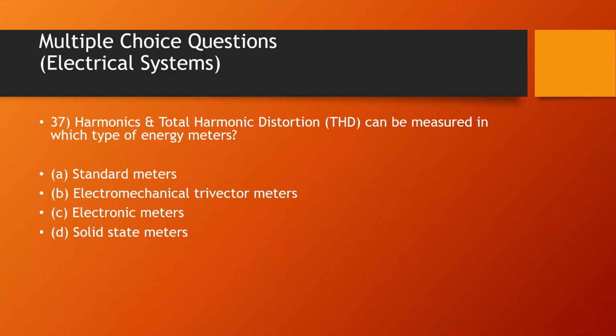Now coming to the next question, harmonics and total harmonic distortion or THD can be measured in which type of energy meters? Option A is standard meters. Option B is electromechanical trivector meters. Option C is electronic meters. Option D is solid state meters. And the answer to this question is option C, that is electronic meters.